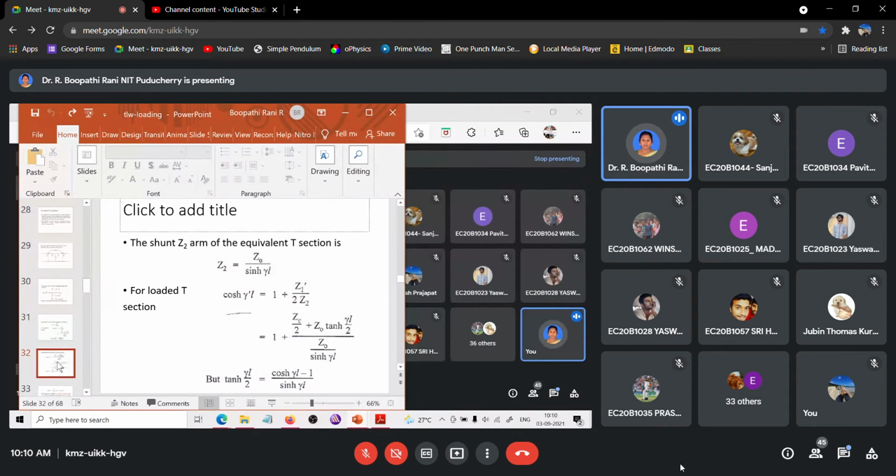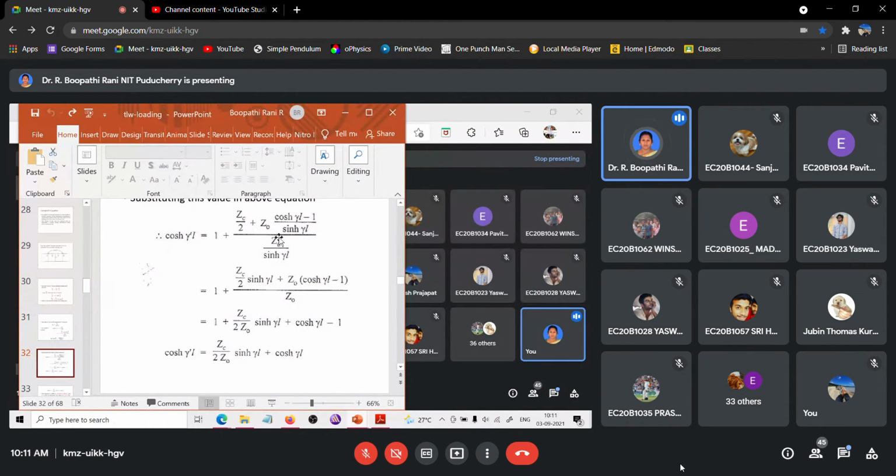So we are going to substitute this. Then after that, you simplify it. So after simplification, we are arriving at this relation. That is cosh ν'l = (Zc / 2Z0) sinh νl + cosh νl. What is ν? ν is the propagation constant of the unloaded line.